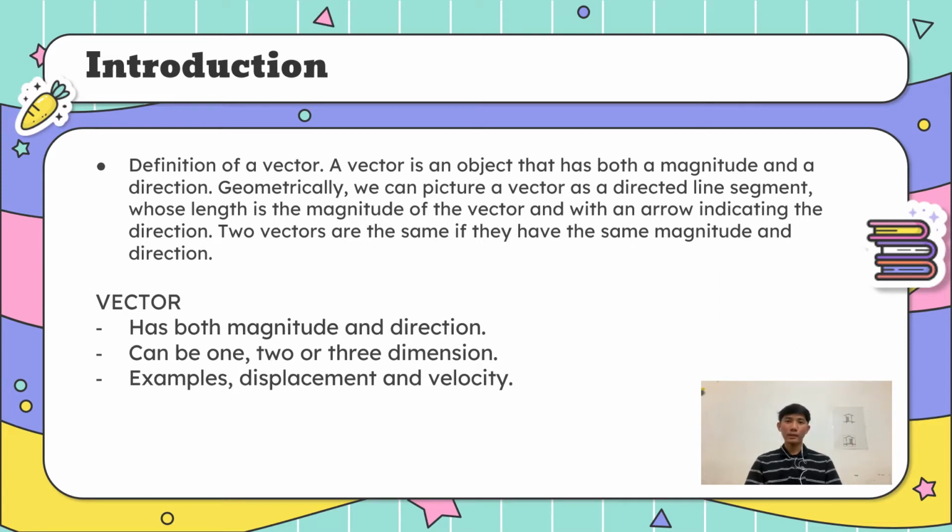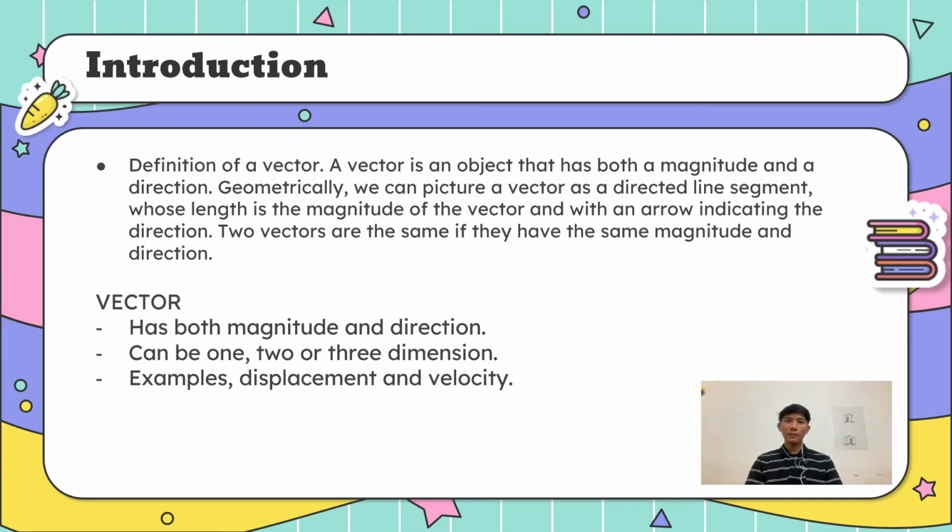A vector is an object that has both a magnitude and a direction. Geometrically, we can picture a vector as a directed line segment, whose length is the magnitude of the vector and with an arrow indicating the direction. Two vectors are the same if they have the same magnitude and direction.